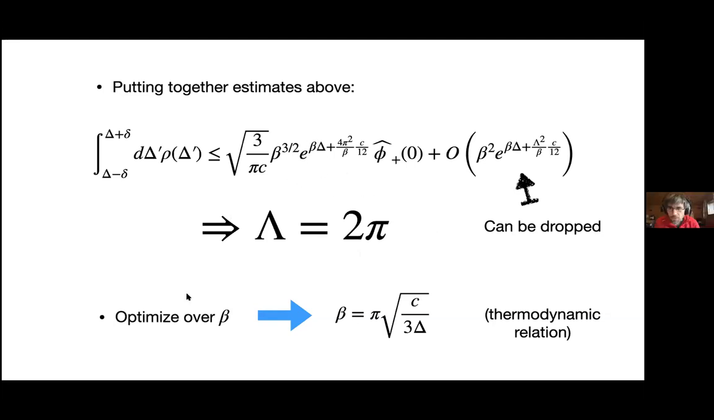So sorry, but if you take exactly 2 pi, then it's of exactly the same order? No, there's a prefactor which is beta squared, which is smaller than beta 3/2 here. Ah, okay, thank you. Yeah.